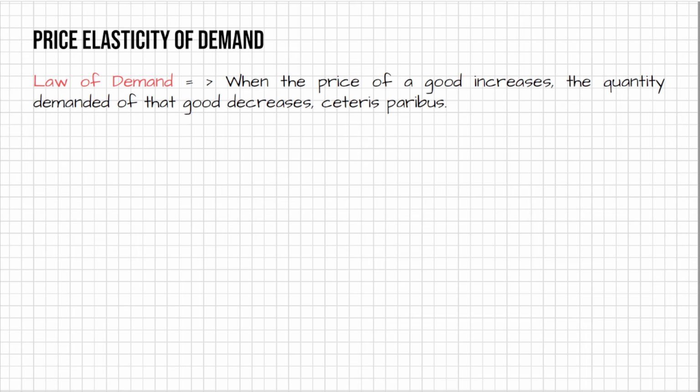But before we start, let's refresh our memory on the law of demand. The law tells us that when the price of a good increases, the quantity demanded decreases, all else being equal. It's an inverse relationship: price up, quantity down, price down, quantity up.